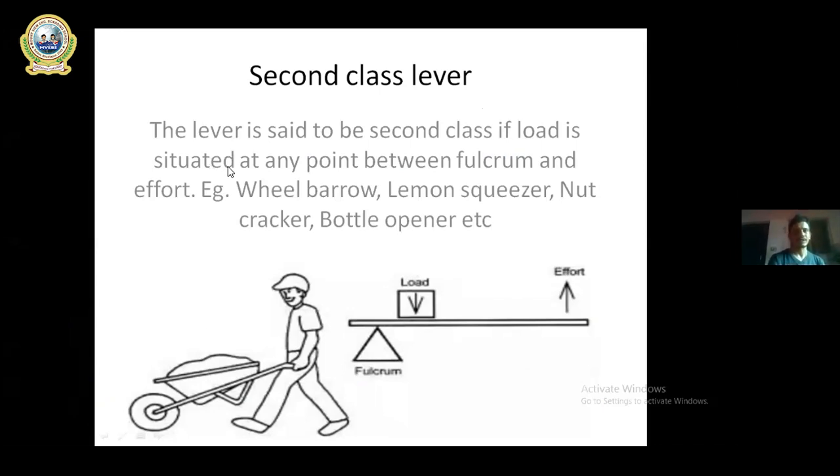Load is situated at any point between fulcrum and effort. So load should be in between. Load should be at the middle of fulcrum and effort. This is called second class lever.